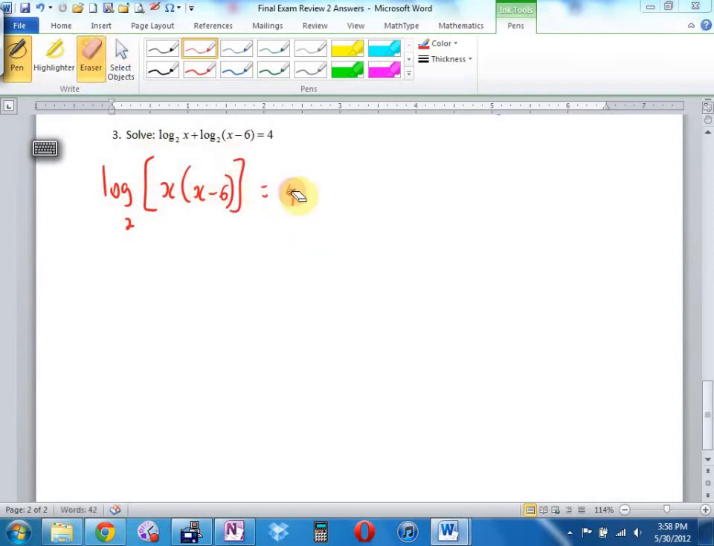Now, if this said, for example, instead of a 4, the log base 2 of 12, well, then I'd be able to cancel out the logs, and I'd have x times x minus 6 equals 12. Unfortunately, I don't have a log on both sides. So instead, I have to rewrite this as an exponent. What to the power of what equals what? 2 to the power of 4 equals what's inside the log. 16 equals x squared minus 6x.